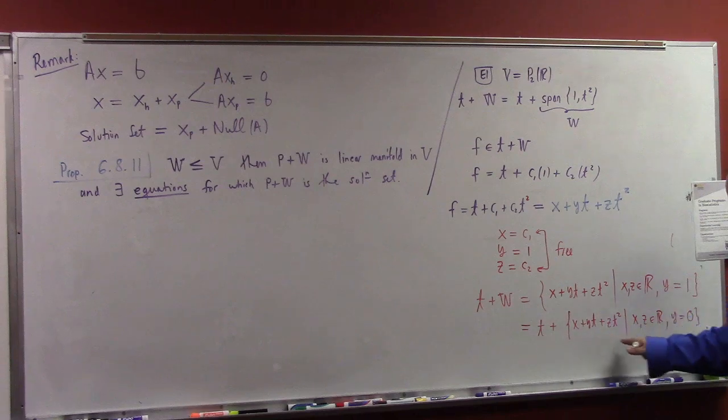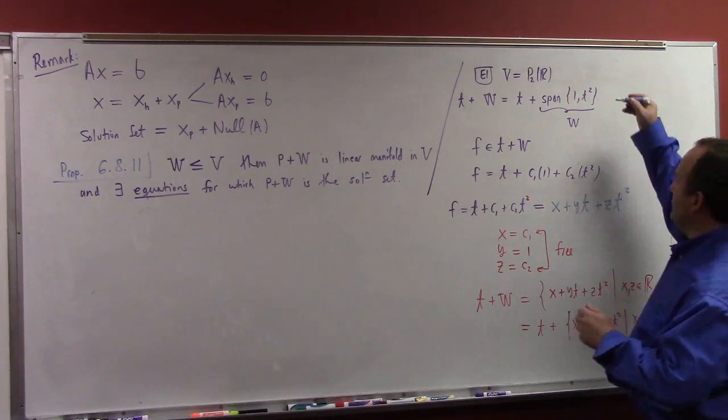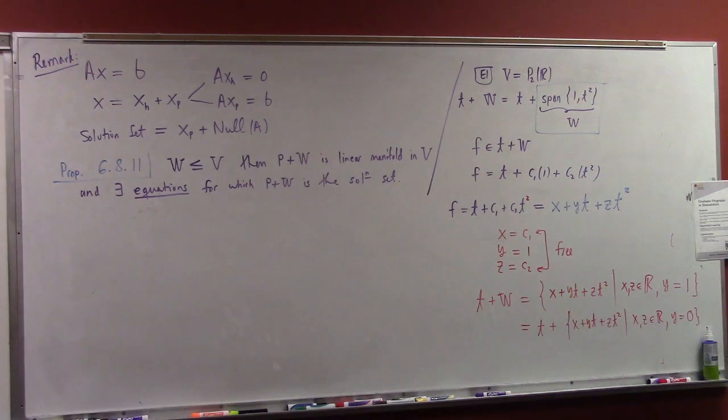Like this right here, in other words, the subspace. I mean, this is the heart of the matter: you can express the subspace parametrically. A typical point in W is written as a linear combination of the generating set 1 and t squared. You give me parameters C1 and C2, I give you the vector in W.